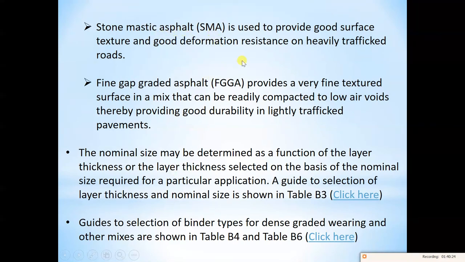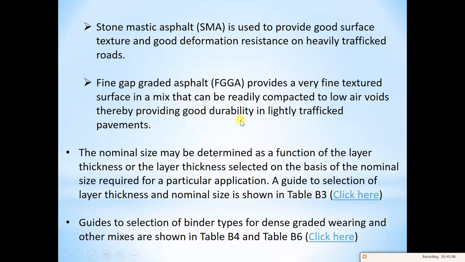Stone mastic asphalt is used to provide good surface texture and good deformation resistance on heavily trafficked roads. If there's a lot of heavy traffic, then SMA is good to use because it is more durable than even the dense graded mix. Especially at the intersection, the stone mastic asphalt is the best performer out of the four types of asphalt. Fine gap graded asphalt.